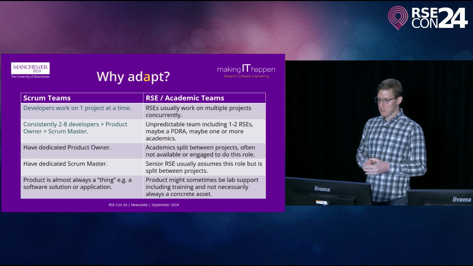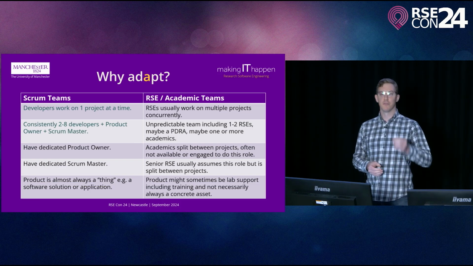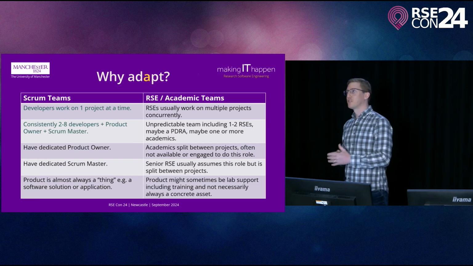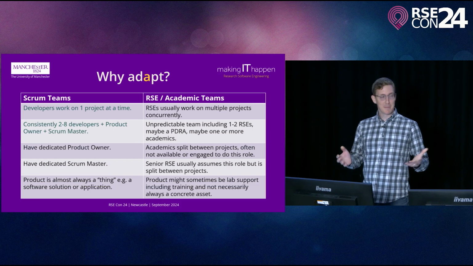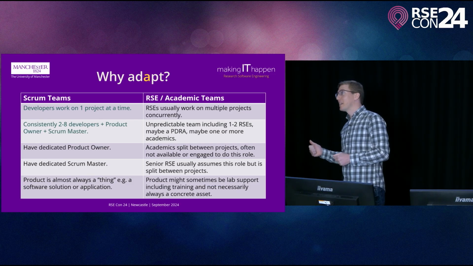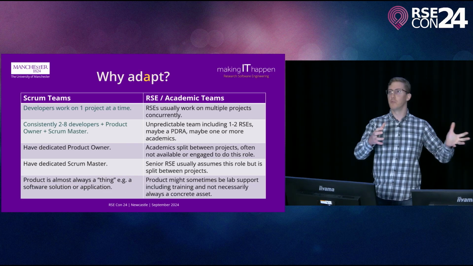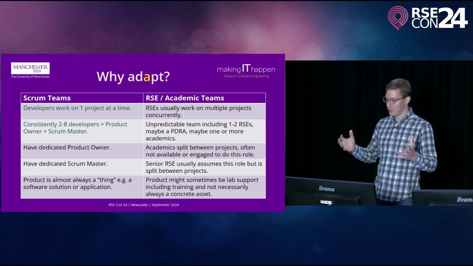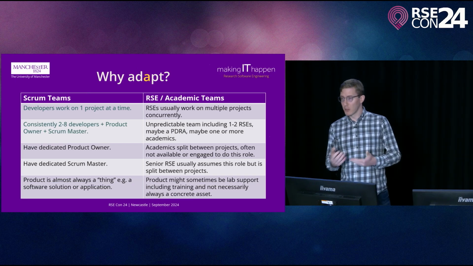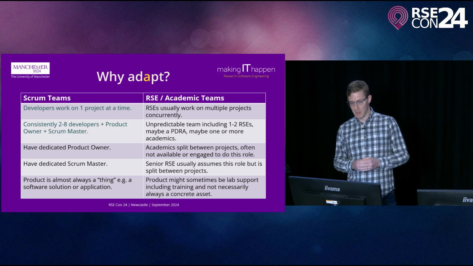Okay, RSEs are generally split across multiple projects. You have an unpredictable team makeup, so you can't say for every project we're going to fill all those roles and these are the people that are going to do it. That just does not work. Academics themselves can't always be product owners. Some of them just aren't really that interested. Some of them are just so busy they don't have time to product own every single thing that they're involved in, especially if they have a very large group.